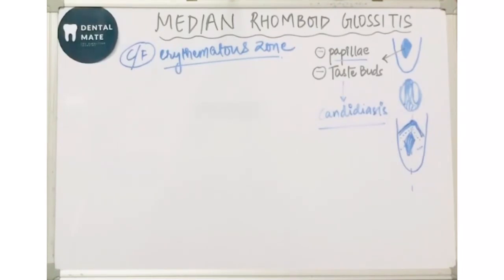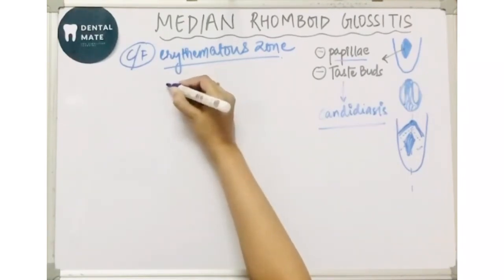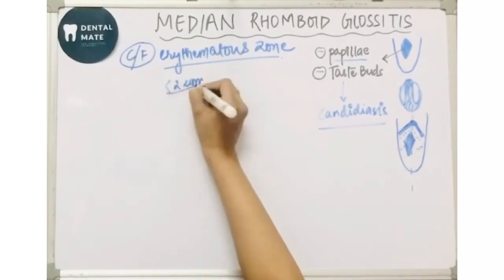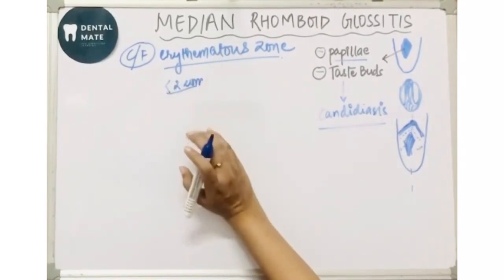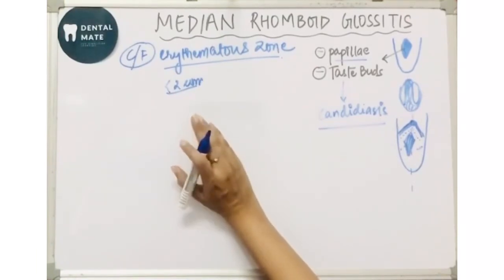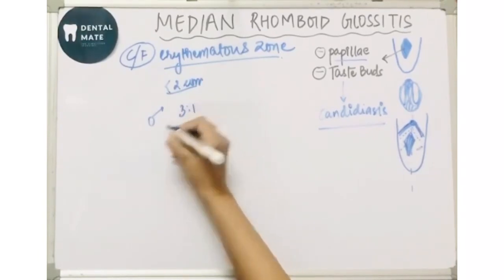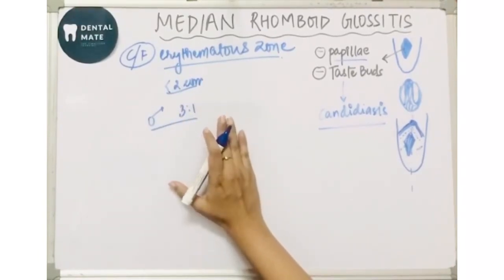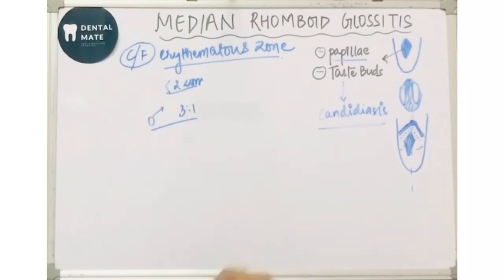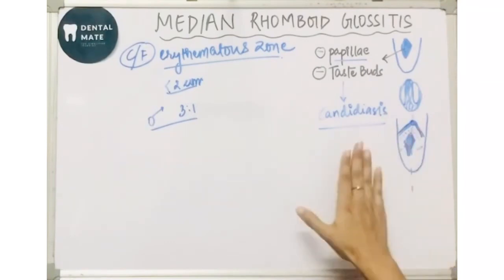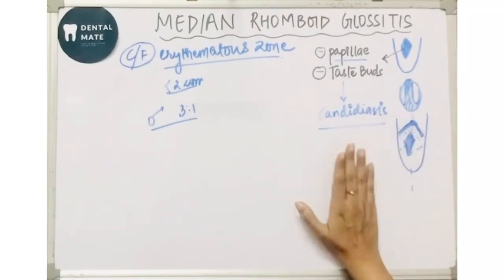It shows a smooth or lobulated surface, and remember, this lesion is less than 2 centimeters in diameter. It will always be less than 2 centimeters in diameter, and it has a male predilection in the ratio of 3:1. So this lesion is more common in males. It is an erythematous zone. Why does this zone look erythematous? Because of the absence of papillae and taste buds. Recurrent candidiasis infection can occur in it.